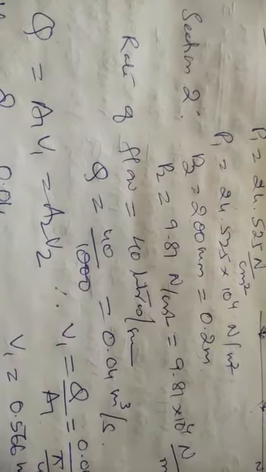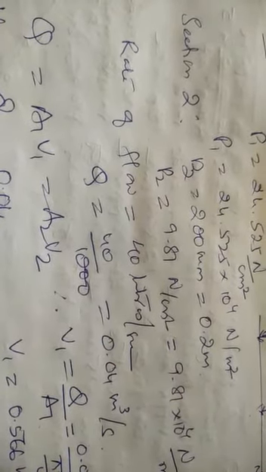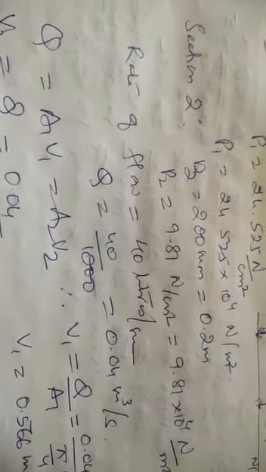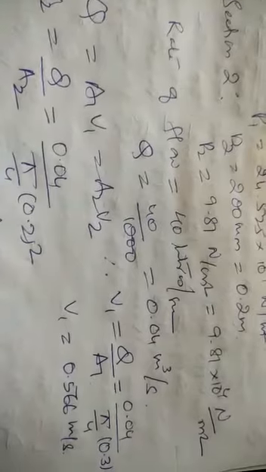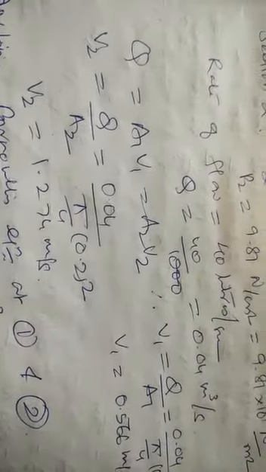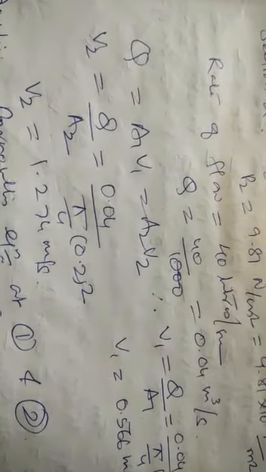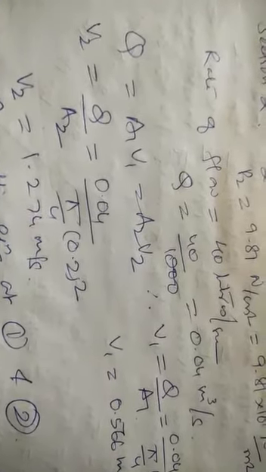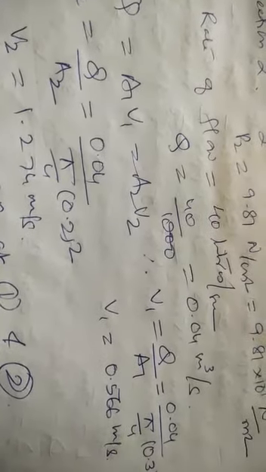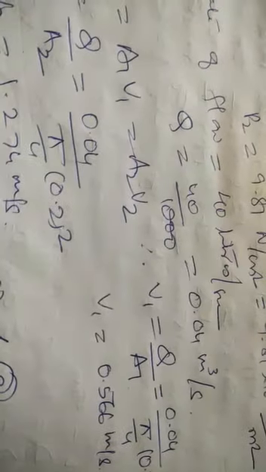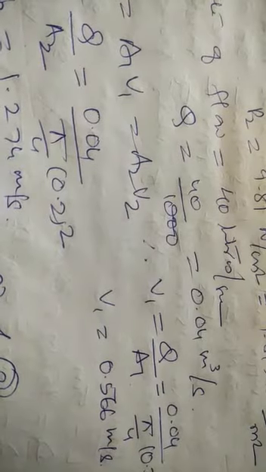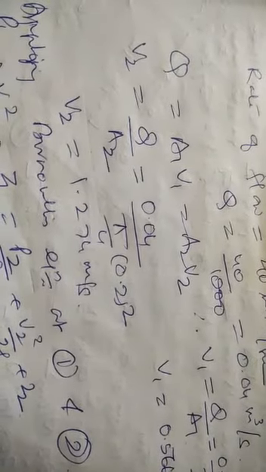Convert that 40 liter per second into meter cube. So 1 meter cube is equal to 1000 liters. Therefore 40 liters is equal to 40 by 1000. You get it as 0.04 meter cube per second discharge. Applying the continuity equation, Q is equal to A1 V1 is equal to A2 V2. Therefore V1 is equal to Q by A1. From that we'll get the value of V1 as 0.566 meter per second. Similarly, V2 is equal to Q by A2, and you'll get the value of V2.